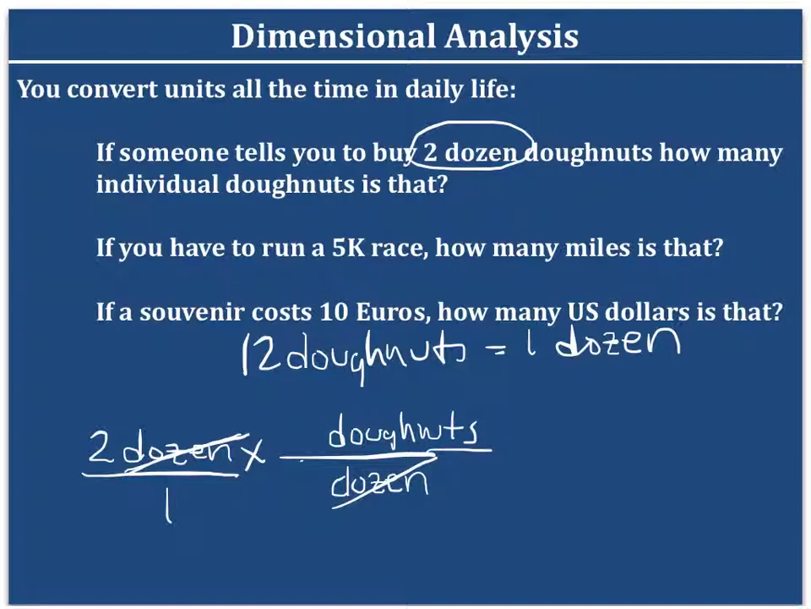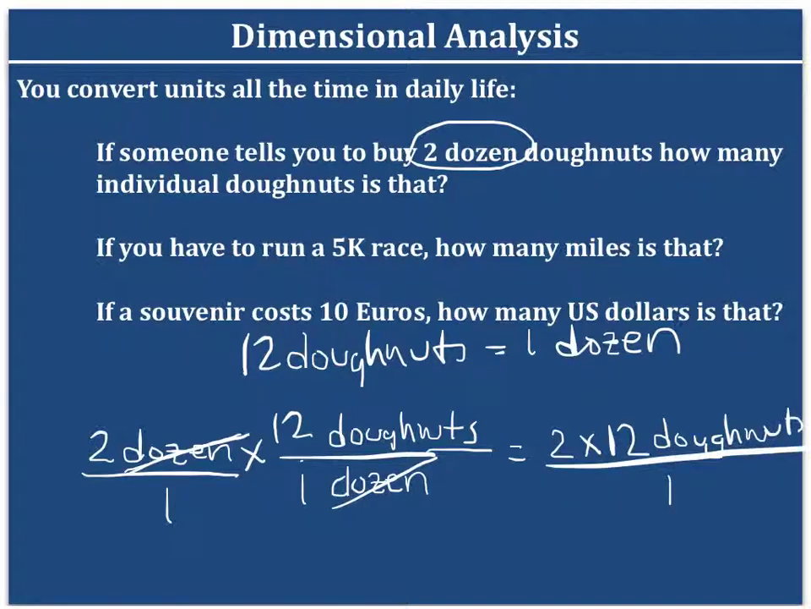All right. Now that we've got our units, our dozen and our donuts, now think about what numbers go where. So there's 12 donuts in 1 dozen. So we can simplify this to 2 times 12 donuts over 1. Or that's just equal to 24 donuts.